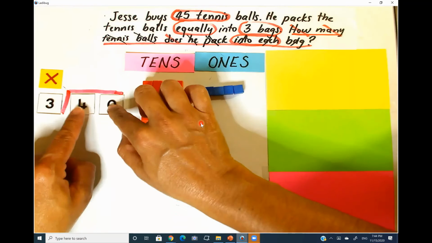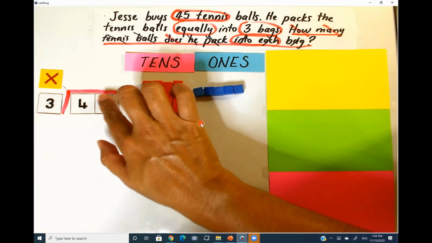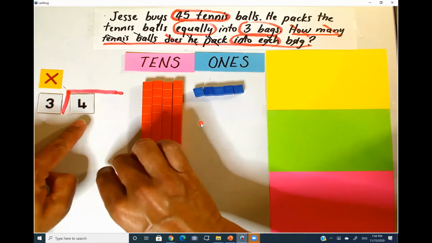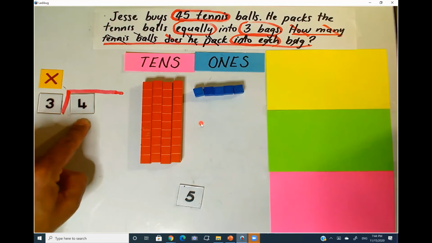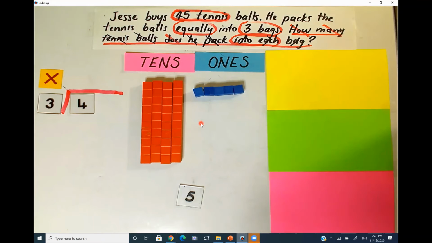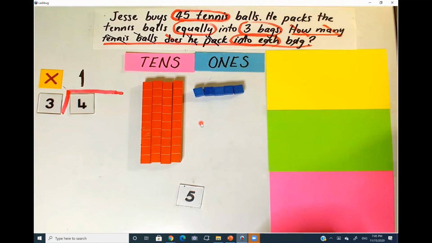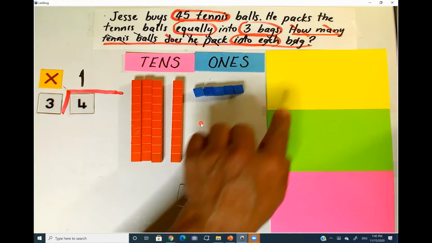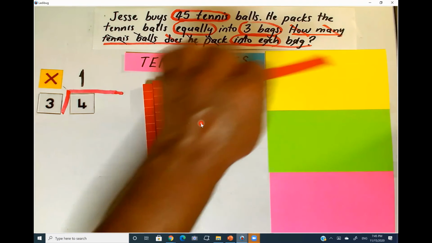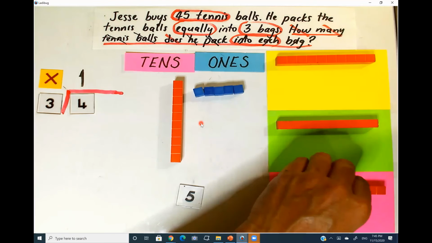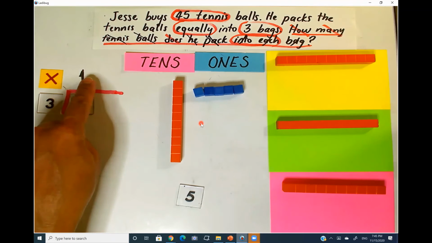So I have to look for a number that 3 times something has to be the same as 4 or almost the same. In this case, it's going to be times 1. Because I have 4, I can only give 1 to each group. So let me see. 1 for this group, 1 for this group, and 1 for this group. So I cannot give more. So I gave 1. Now in total, how many did I give?